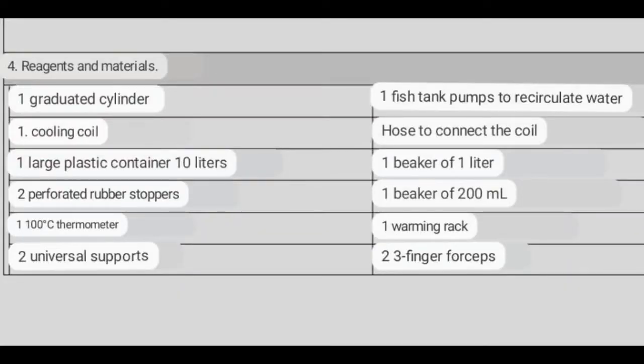Reagents and materials. One graduated cylinder, one cooling coil, one large plastic container of 10 liters, two perforated rubber stoppers, a 100 degrees Celsius thermometer, two universal supports, one fish tank pump to recirculate water, hose to connect the coil, one beaker of 1 liter, one beaker of 200 milliliters, one warming rack, and 3-finger forceps.